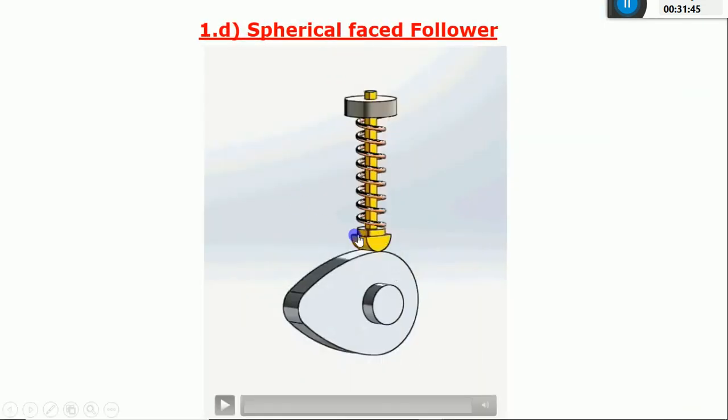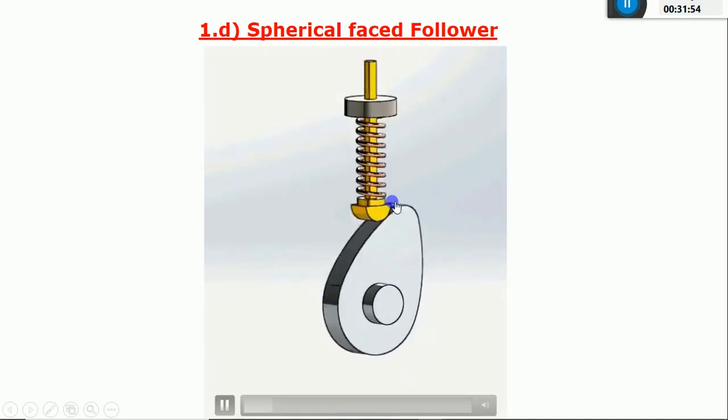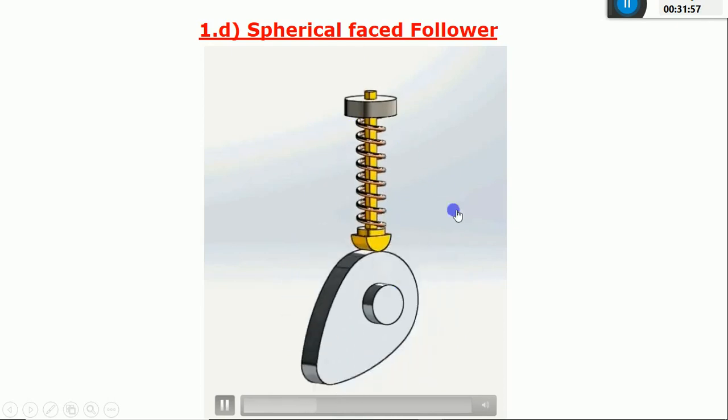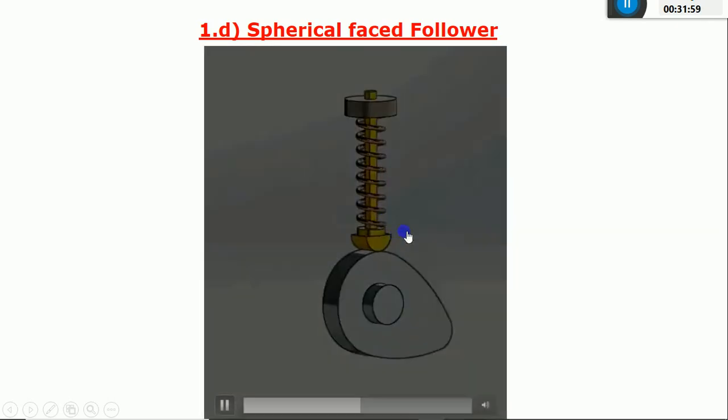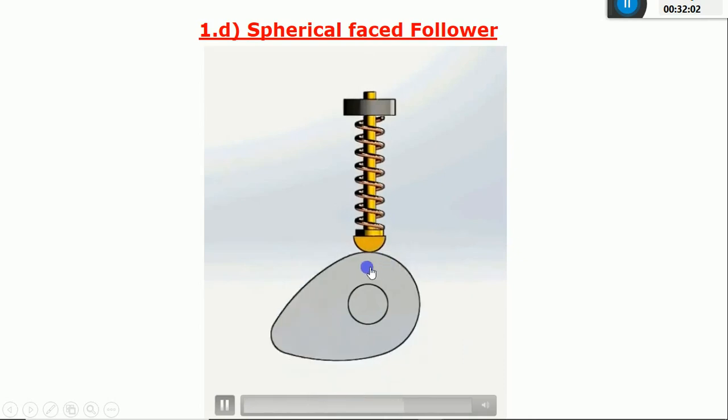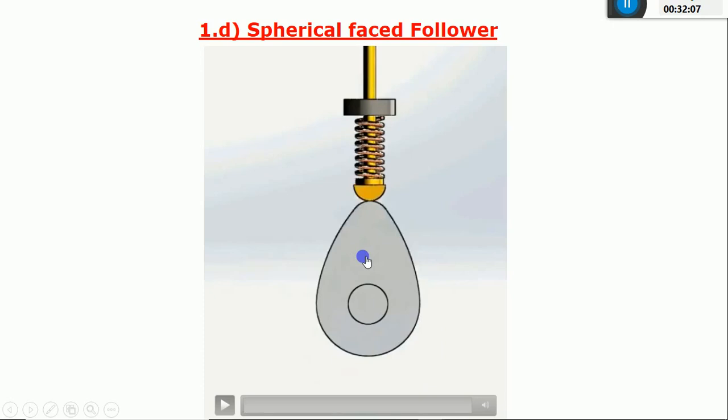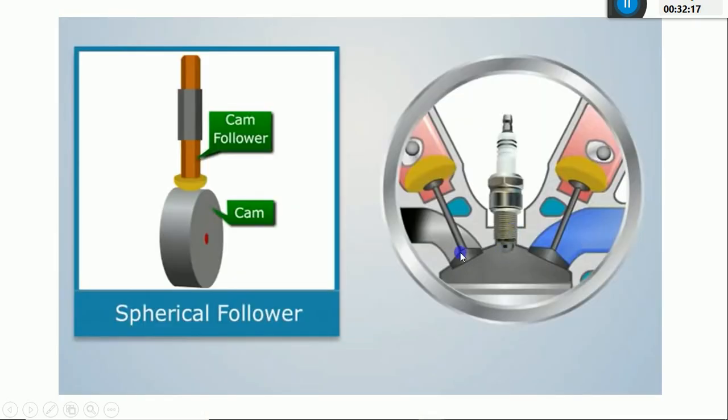So as explained, you can see the shape of this follower is in the form of a sphere. You can say a hemisphere. Okay, you can see the animation better. Again, the working principle is the same, but only the shape of this follower is in the form of a sphere, or a hemisphere, so that you can minimize the stresses which are going to be induced in this cap. Okay, it is also used in automobiles. So this is the application of this spherical follower.